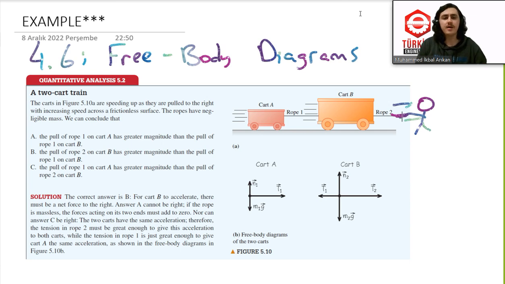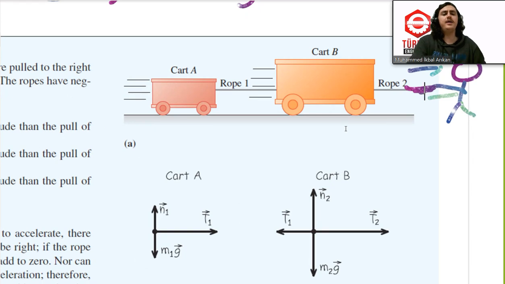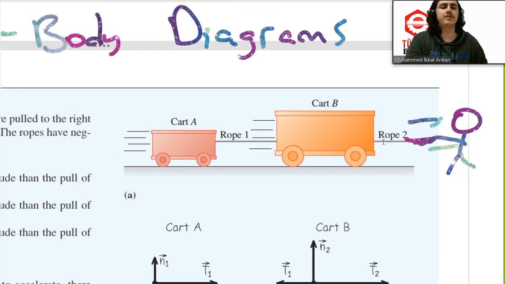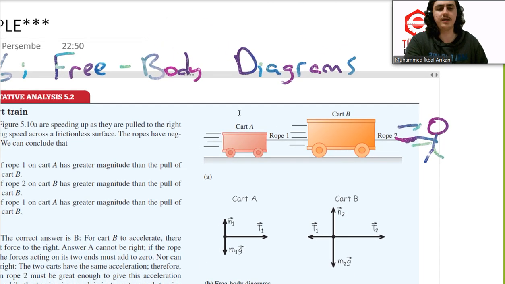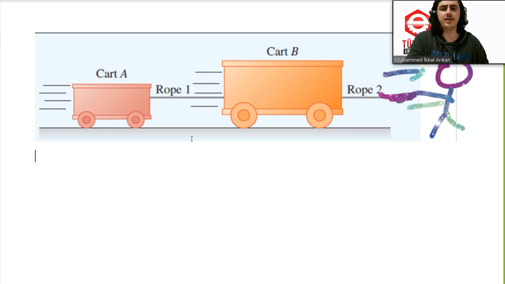So how can we draw free body diagrams? Here I can make 5 free body diagrams because I have 5 objects. Card A is the first object, rope 1 is the second object, card B is the third object, rope 2 is the fourth object, and the guy I draw here is the fifth object. So I will take this down and draw free body diagrams for all of my objects.